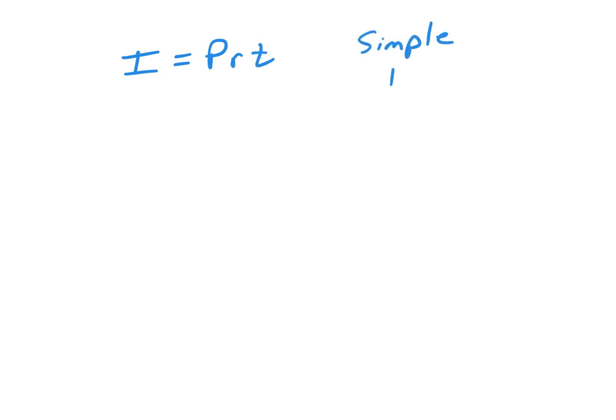This one is what we call a simple interest formula. Simple interest would be something that we would use, like if you have a savings account at a bank, they're going to give you interest based on the simple interest formula. At the end of whatever time period it is, then they're going to calculate your interest. So I is your interest, P is your principal, R is your rate, T is your time.